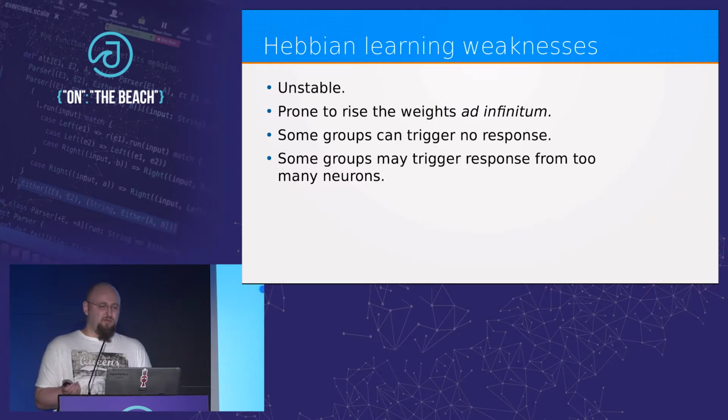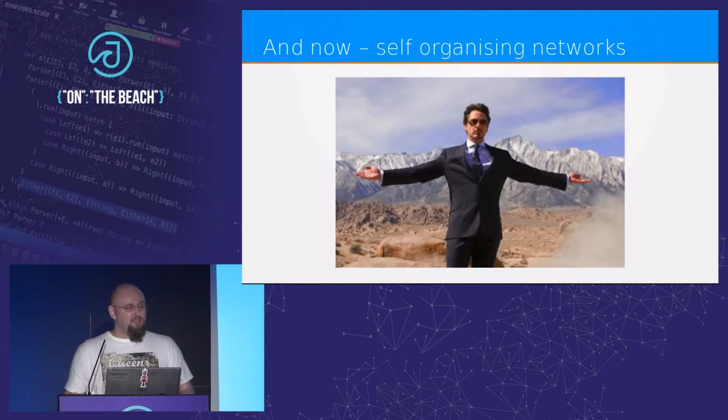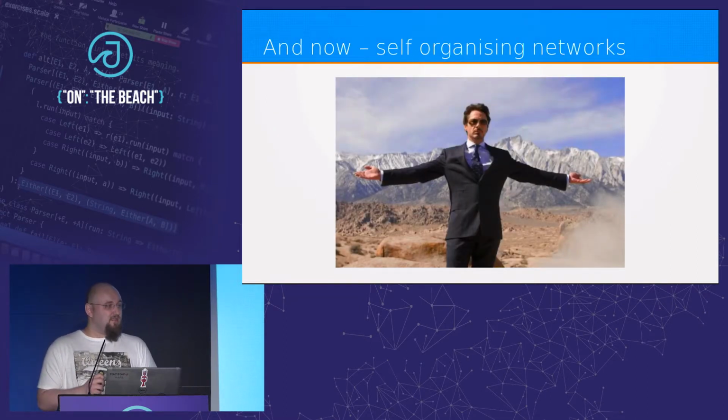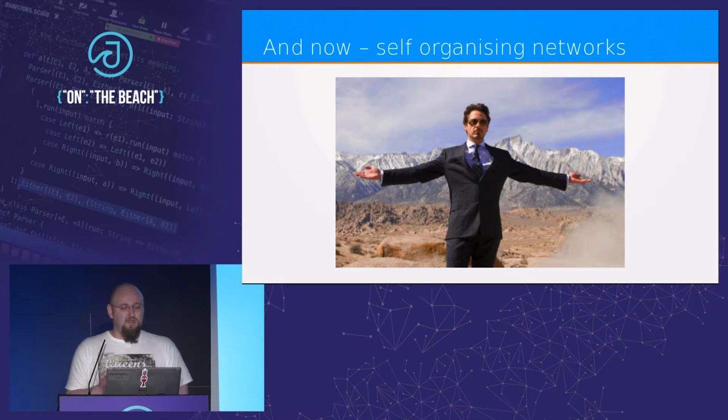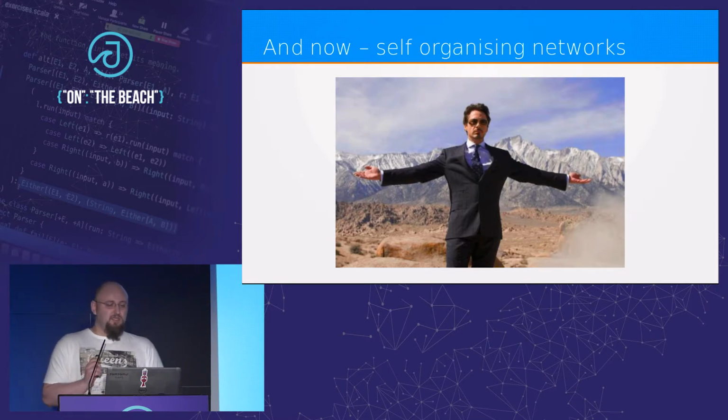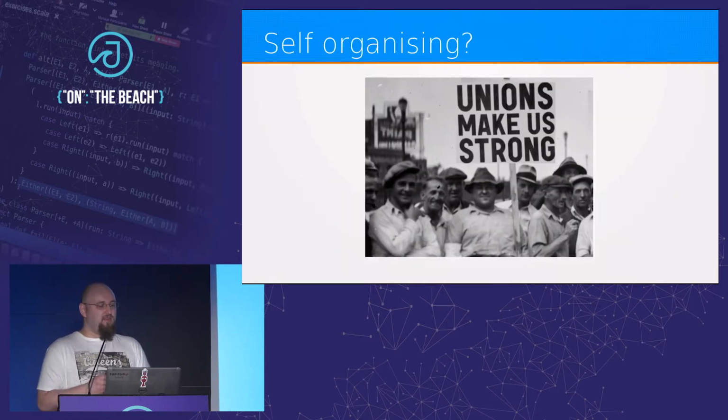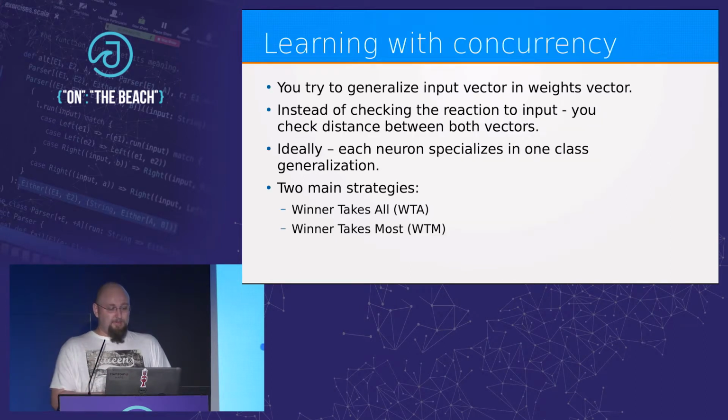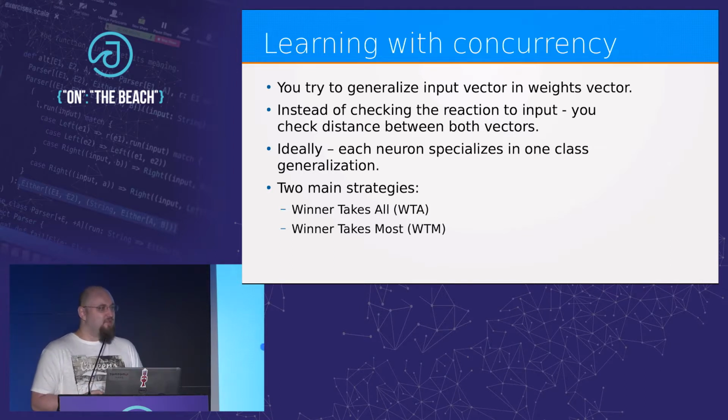Of course, we can do better, we can use better parameters, but well, that's not the best idea for a presentation, right? So we'll go to the self-organizing networks. So it's still a kind of new network, but uses some fancy way of finding similarities. So hopefully they won't be organizing into unions. And well, the main group of that kind of learning is learning with concurrency. So the general idea here is that we will be stripping our neurons of anything that is unusable for us here. So we'll be just sticking with the weights vector.